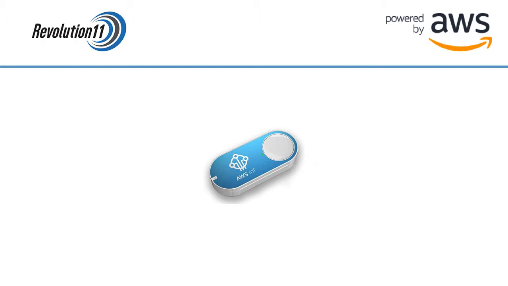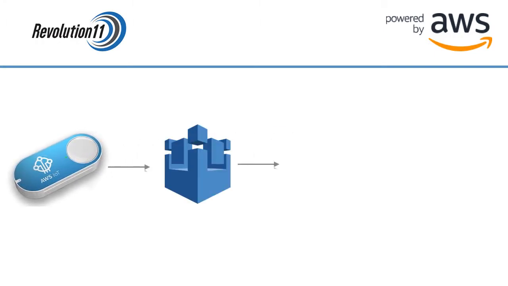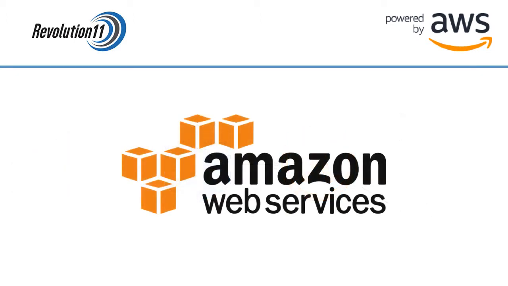In this video series, we're going to be hooking up an AWS IoT button. Out of the box, you can hook it up to send an email or an SMS. We'll be getting into more advanced use cases of the button a little later on. But to get started, we need to create an AWS account.